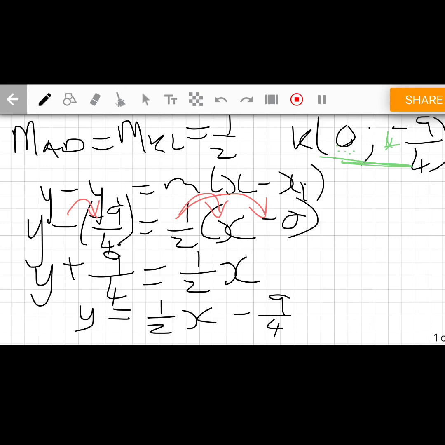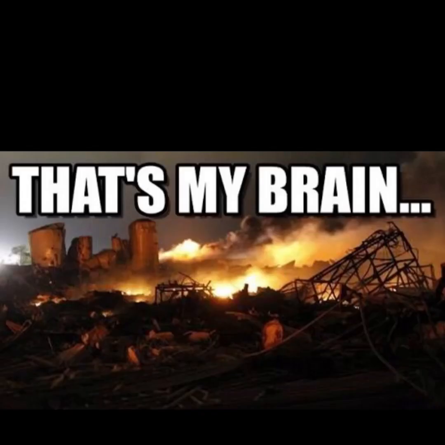Alright, let me recap. The gradient of AD and the gradient of KL are the same because they are parallel lines. Then we're just going to substitute the coordinates of K into y minus y1 equal to m brackets x minus x1, or you can use the equation y equal to mx plus c, and then you just make y the subject of the formula.